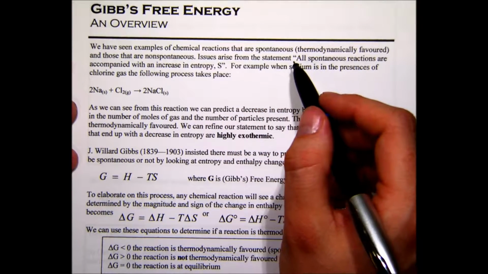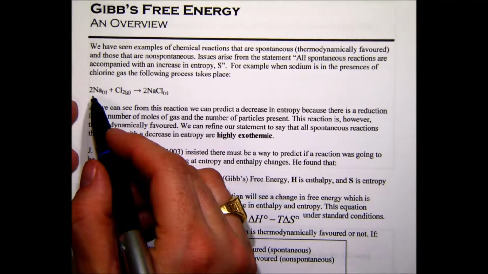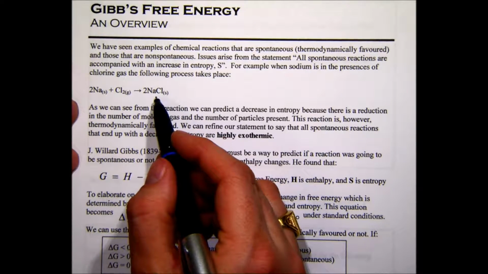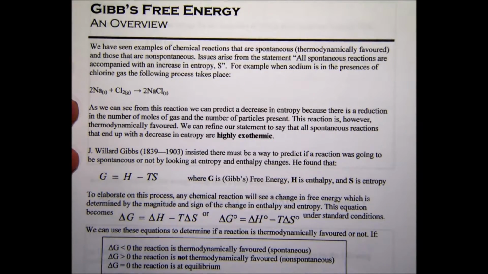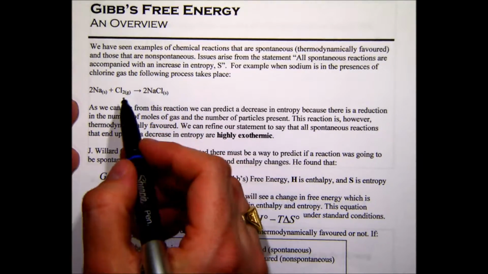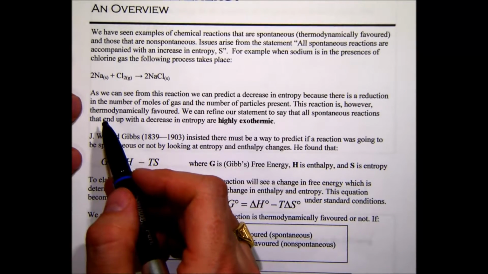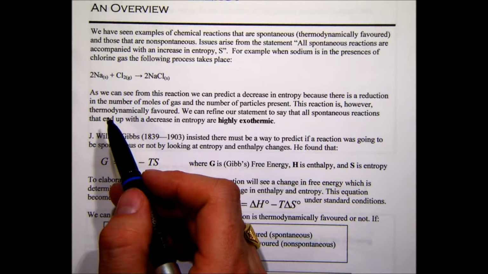So when we end up with situations where we have a decrease in entropy, like this equation here, 2 moles of sodium with a mole of chlorine gas giving 2 moles of sodium chloride solid. This is clearly a decrease in entropy because we see that we have gas going to a solid and we have 3 moles going to 2. So that decrease in entropy can be quite a problem for some people.